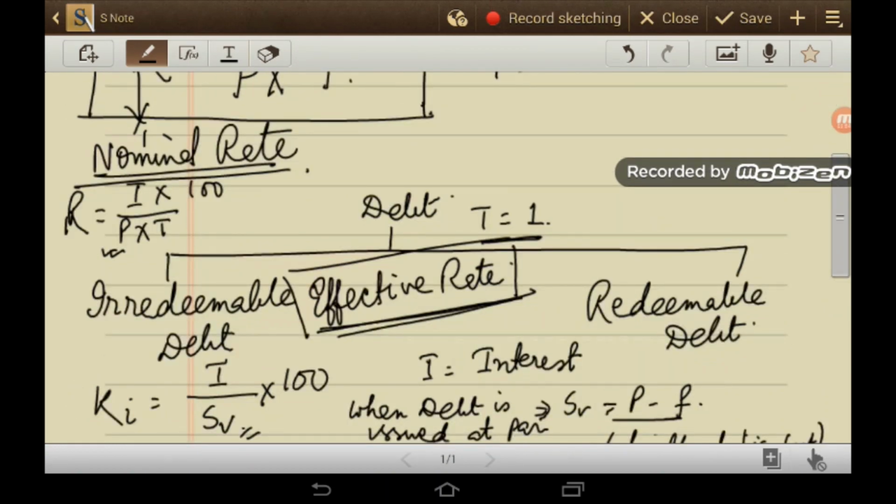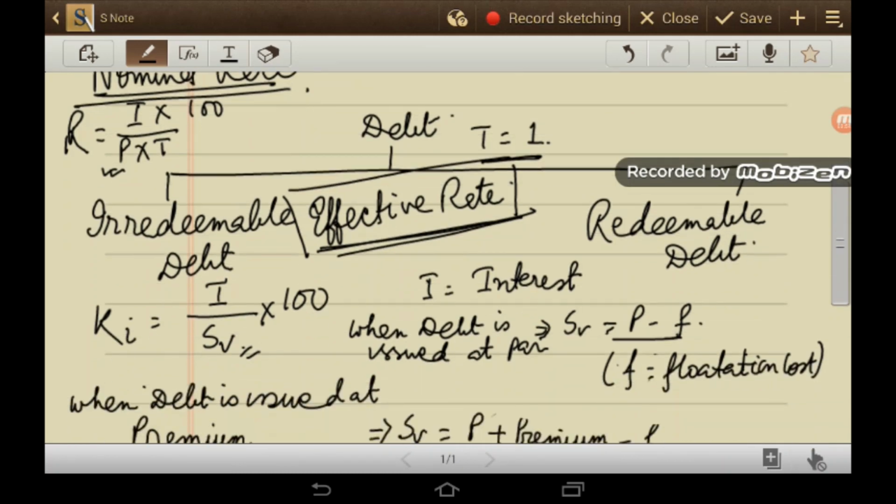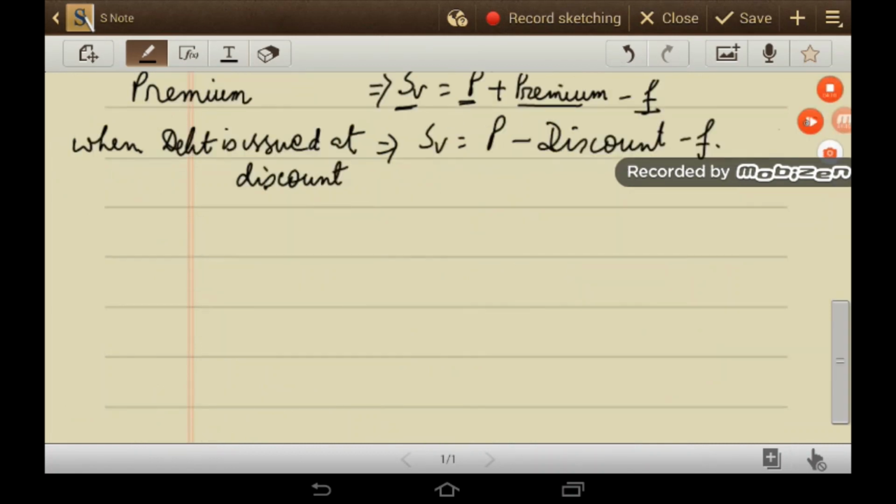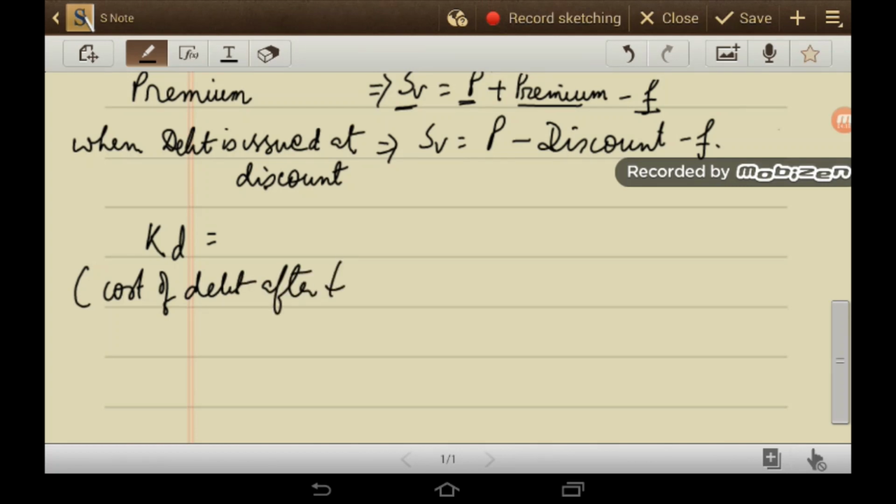So you can easily remember the formula KI is equal to I by SB into 100, if you remember that R is equal to I by PT into 100. Very simple to remember. And KD is the cost of debt after tax, calculated as KI into 1 minus T, where T is the tax rate.